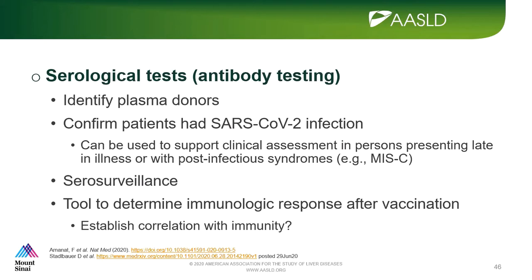Serosurveillance, so many of you know in New York State, there's a lot of serosurveillance happening where they were able to say that healthcare workers actually had lower positive antibody rates than, let's say, our MTA or transit workers and the general community in New York City. And it's a tool to determine the immunologic response after vaccination. And I think we're trying to figure out if it's correlated with immunity and the durability of these serologic tests.